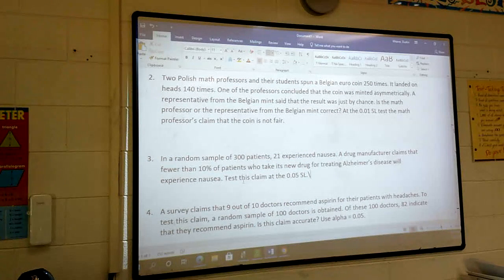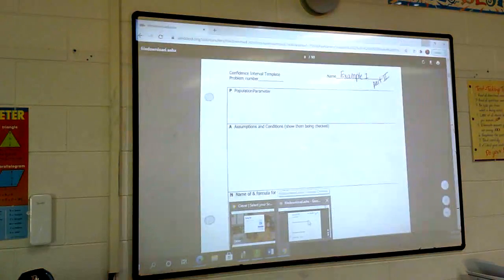So it says, test the math professor's claim that the coin is not fair. Okay, so one of the professors said that can't happen, that it's got to be that the coin's not right. And the Belgian Mint company said, no, it's right. The coin is fine. It will land 50-50, heads or tails. All right. And it says at the 0.01 significance level, test the math professor's claim that the coin is not fair. All right. So let's go to what we're interested in.